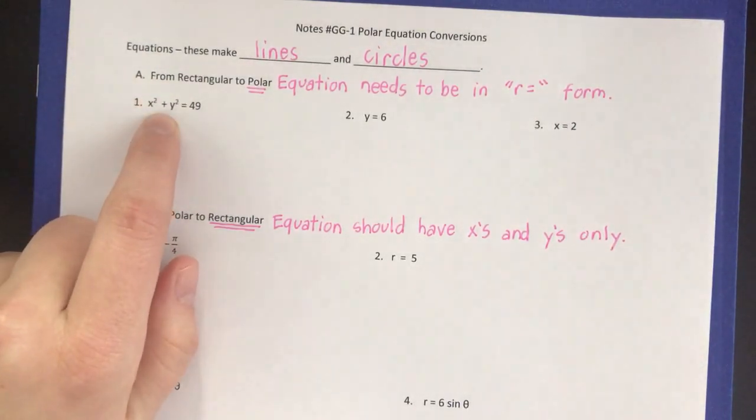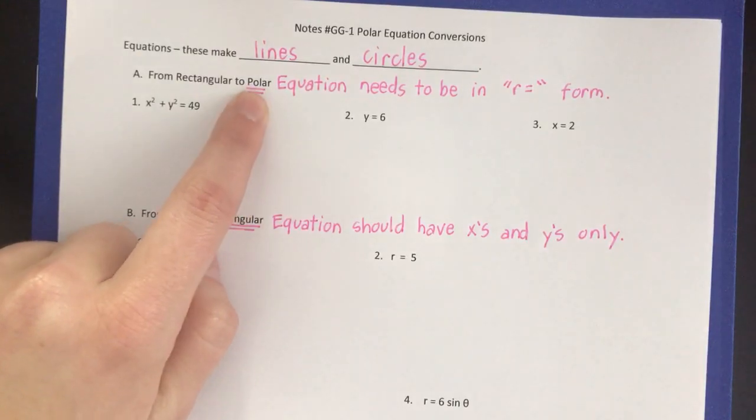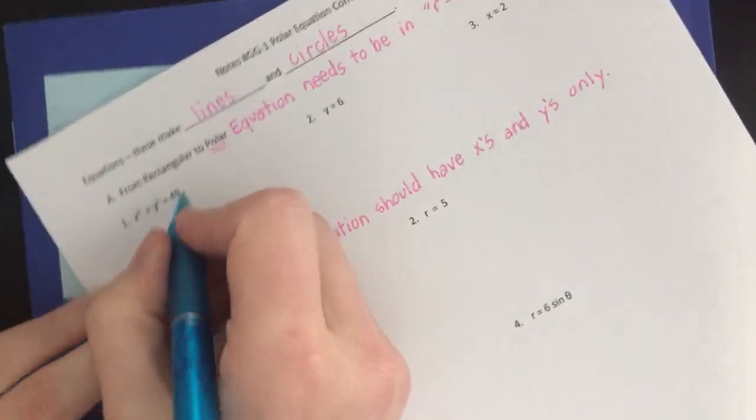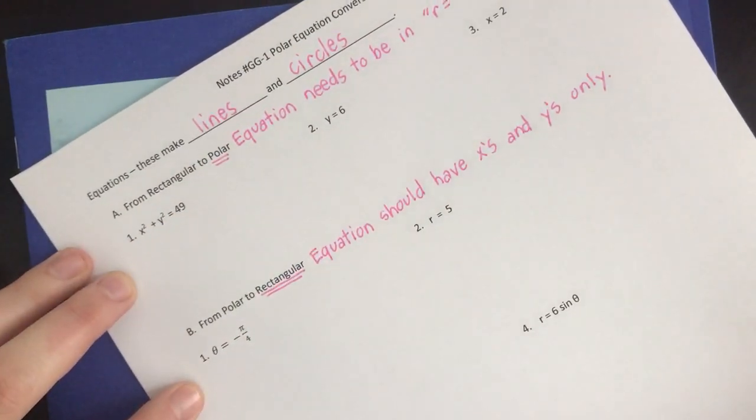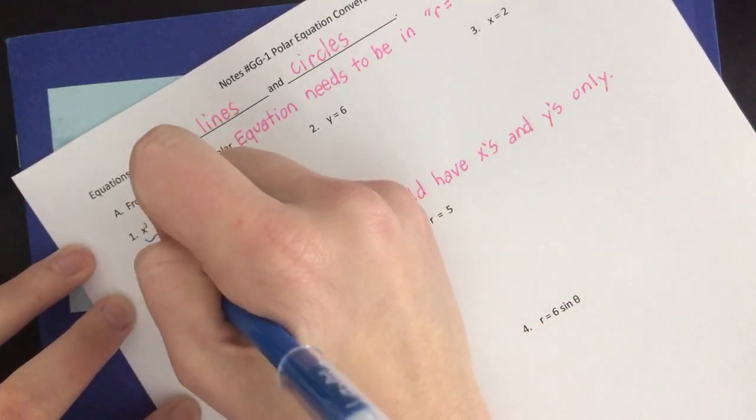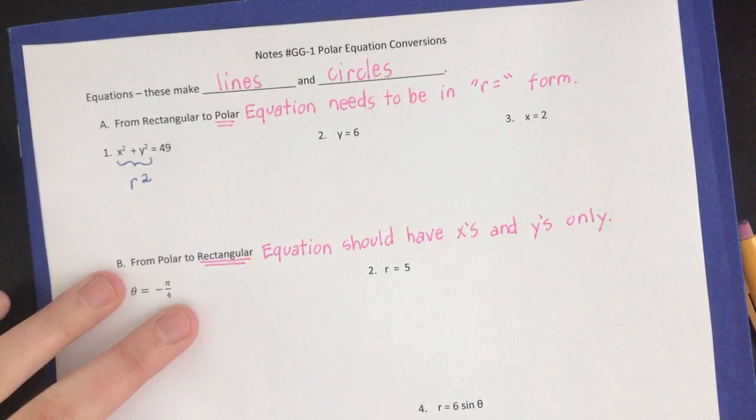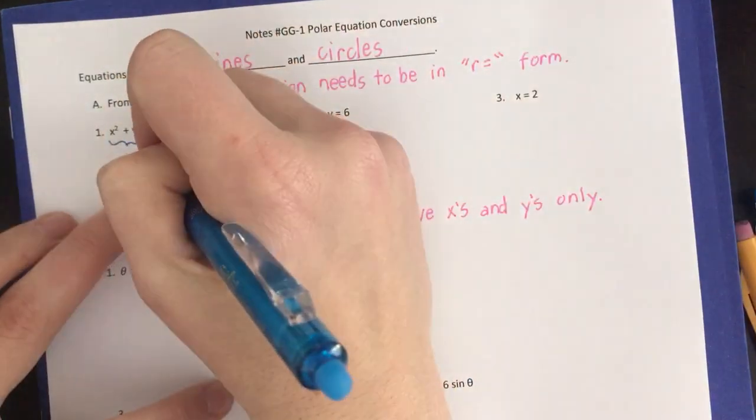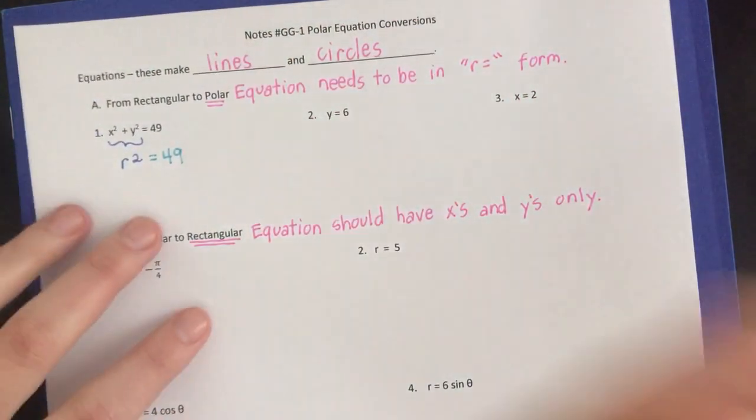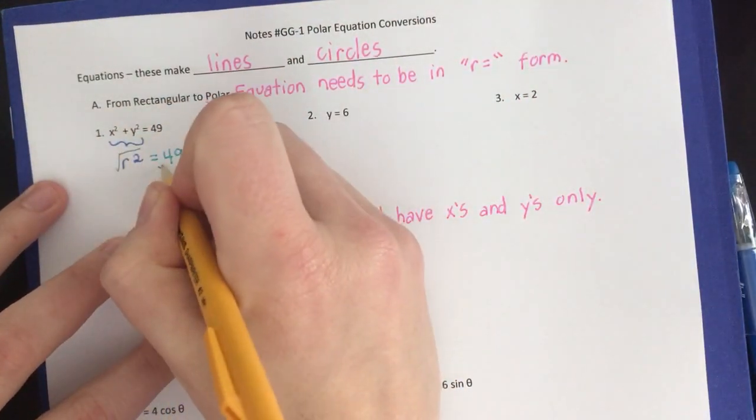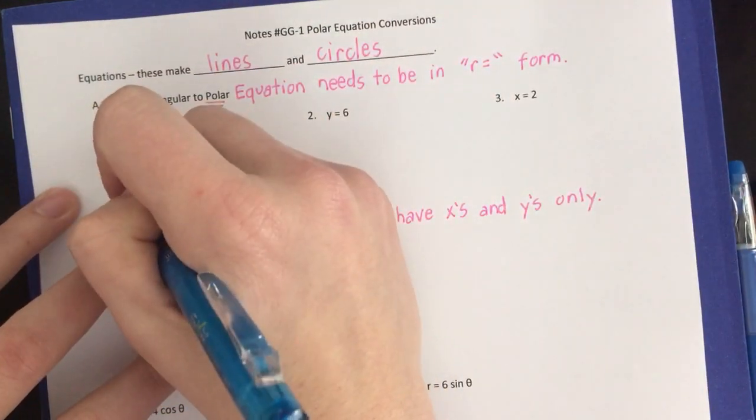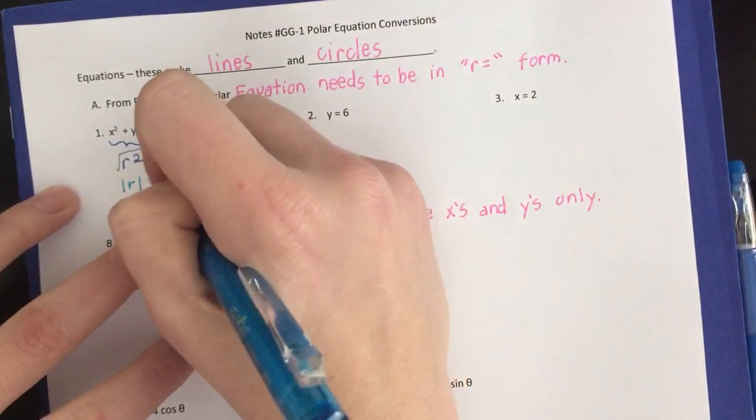We're taking this rectangular equation and converting it to a polar equation. We know from our formula chart that x squared plus y squared is equal to r squared. So r squared equals 49. Of course, you want r completely by itself, so square root both sides. Then you're going to have the absolute value of r equals 7.